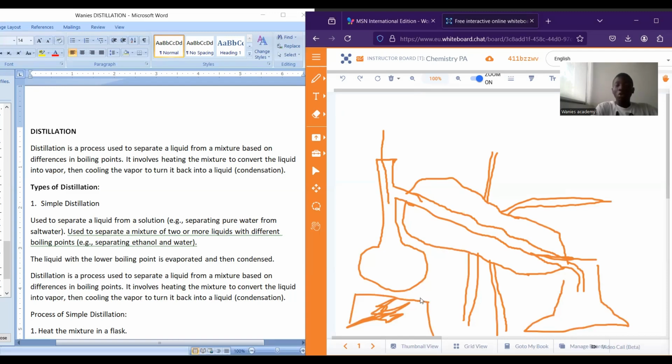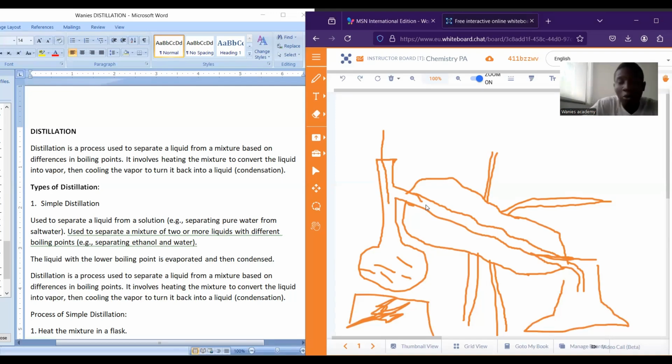The mixture of ethanol and water will be here. What happens is that as they are being heated, once it is 78 degrees Celsius, I've been watching this thermometer, once the thermometer reads 78 degrees Celsius, our ethanol, which is the one that has the lowest boiling point, will be coming out as a gas, and it will be going into this condenser.